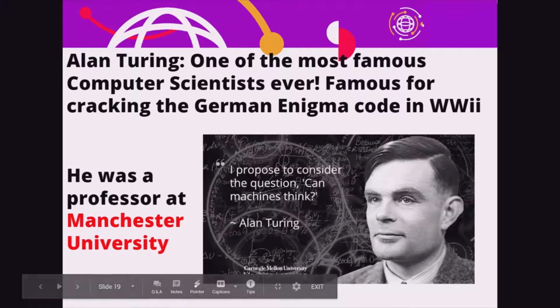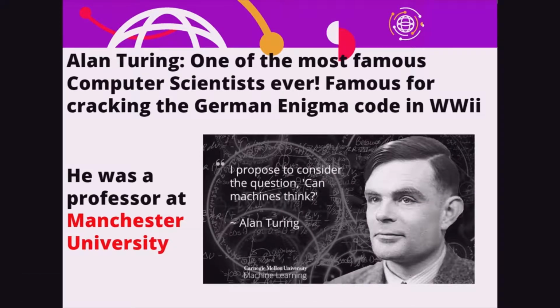Well, artificial intelligence is a computer which is intelligent. Now, Alan Turing, one of our most famous computer scientists, was a professor at Manchester University, but you've probably heard of him from cracking the German Enigma code in World War II. He's also on the back of the £50 note. He came up with the Turing Test. Here's his quote: "I propose to consider the question, can machines think?"